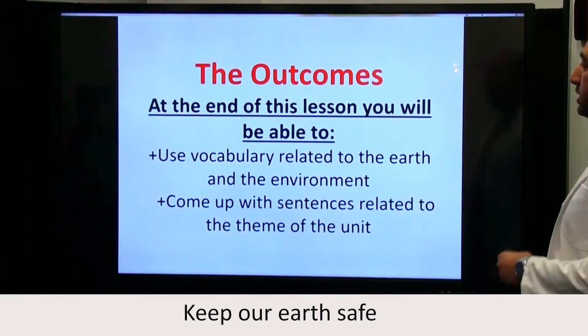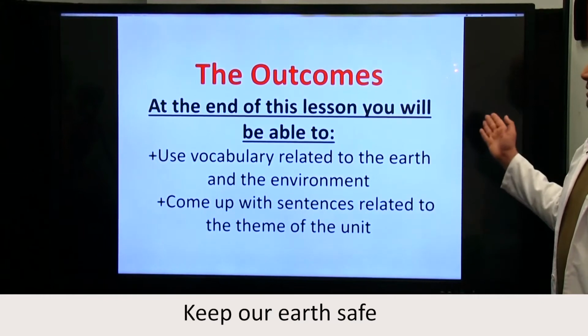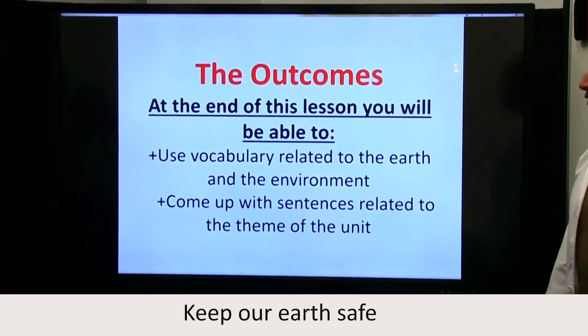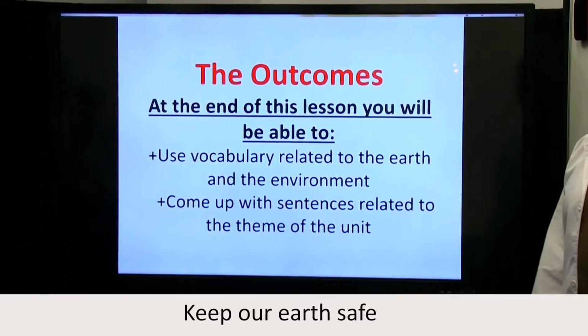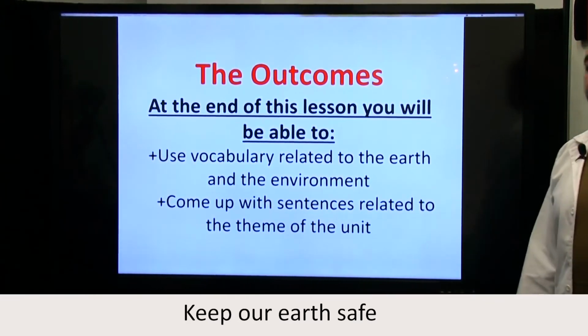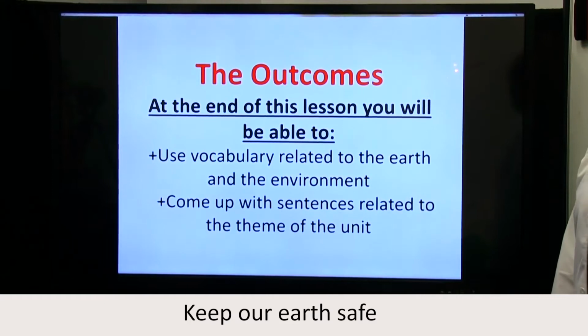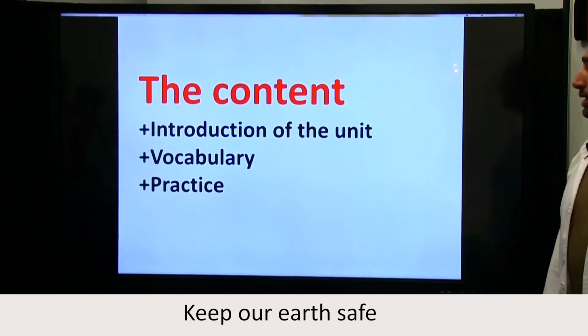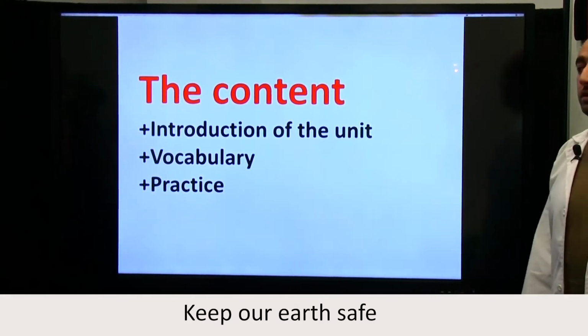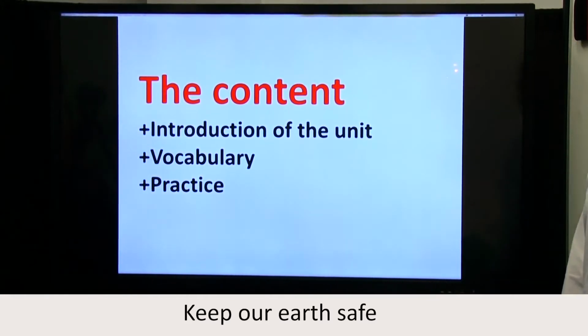The outcomes of this lesson: at the end of this lesson you will be able, as students, to use vocabulary related to the earth and the environment and come up with sentences related to the theme of the unit. The content of this presentation is the introduction of the unit, some vocabulary, and some practice.